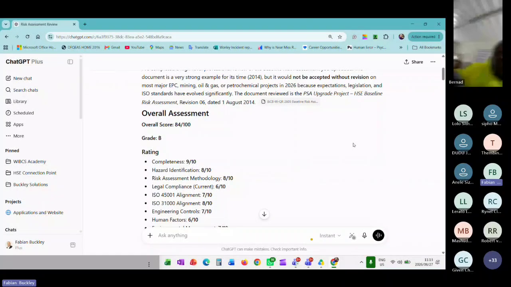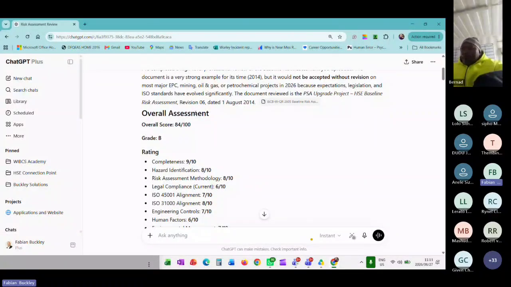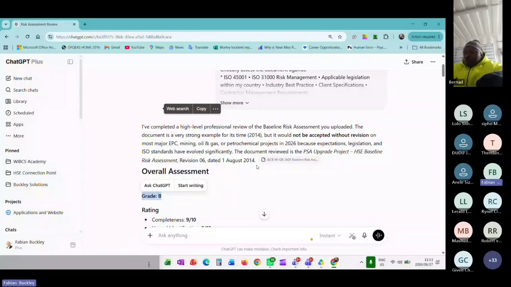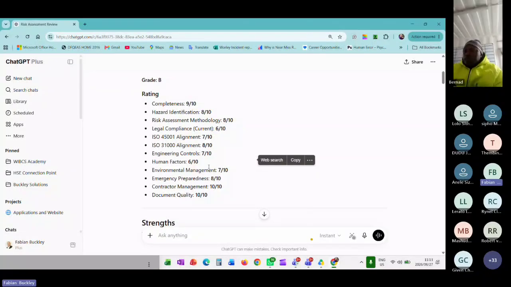So what I've done is I have uploaded the baseline risk assessment that was conducted. You can see it's given me an overall score of 84 out of 100. It's graded as a B. Just taking into consideration this was also drafted on 1st of August 2014. Completeness is 9 out of 10. Hazard identification is 8 out of 10. Risk assessment methodology is 8 out of 10. Legal compliance currently is 6 out of 10.